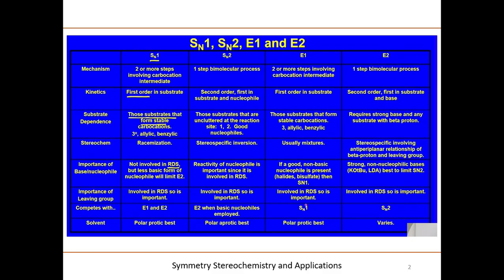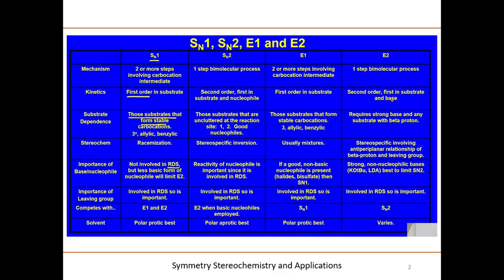Now, as I told you, it competes with SN1, meaning sometimes along with the E1 elimination reaction we are getting the product of SN1 reaction also, and it is favorable in polar protic solvent. Now, what is E2 elimination? It is the same as the SN2 mechanism. It is a one step bimolecular process, and it is a second order reaction, first order in substrate and base.